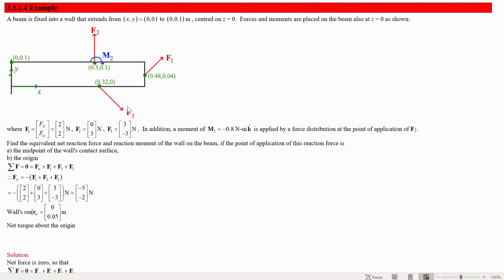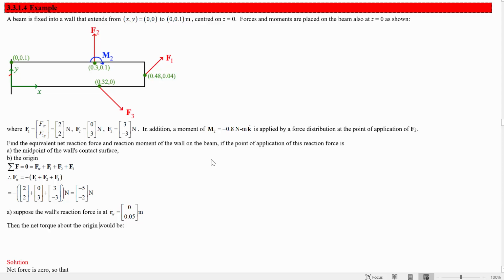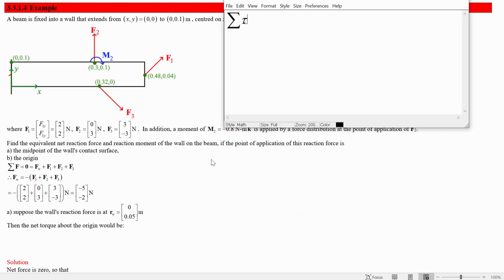Let's say the wall's reaction. So suppose the wall's reaction force is at this point, then the net torque about the origin would be the sum of the torques about the origin. Yeah, so this is going to be a vector.